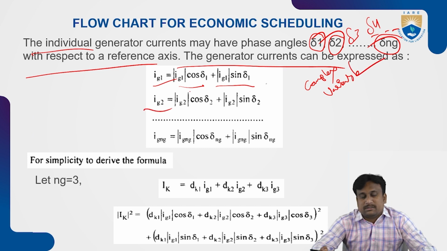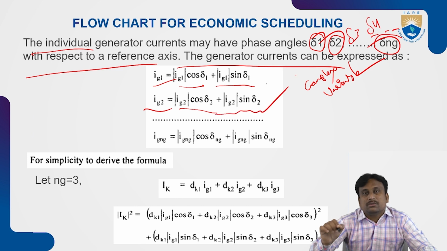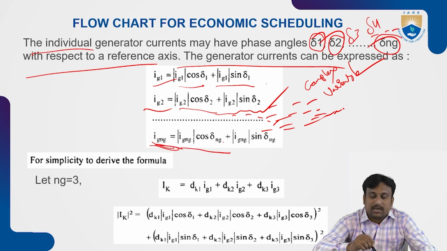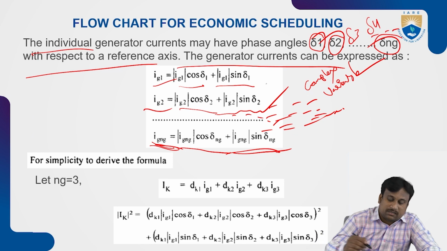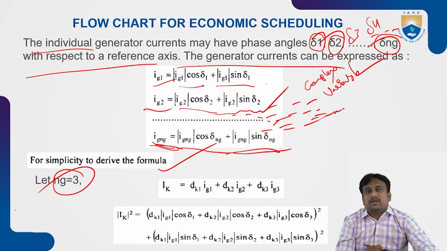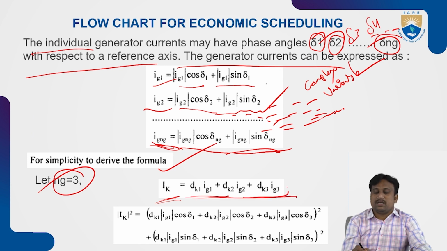Similarly, IG2 can be expressed as the complex variable IG2 cos delta 2 plus j IG2 sin delta 2. This may happen simultaneously as a sequence. So finally, IGNG equals IGNG cos delta NG plus j IGNG sin delta NG. For simplicity, to derive this relation, let NG equal 3. Then IK becomes DK1 IG1 plus DK2 IG2 plus DK3 IG3.